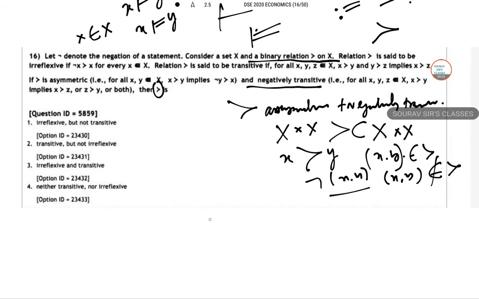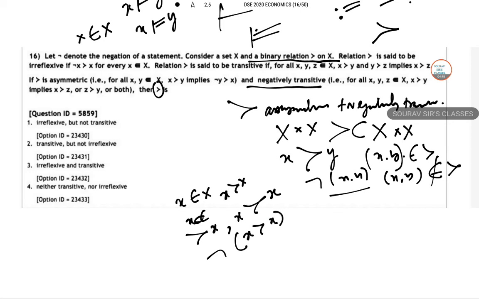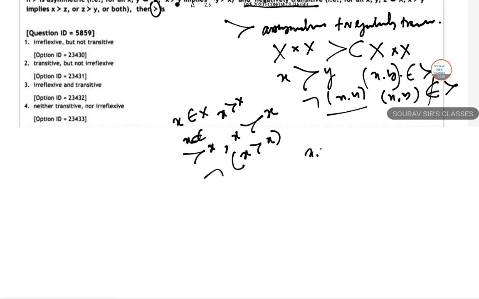Suppose, towards a contradiction, that it is not, and then there exists x belonging to X such that x is related to x. By asymmetry, we then get the negation of x related to x. So clearly this is a contradiction, since both cannot be simultaneously true. So this is irreflexive. Now let's prove it is transitive. Take any x, y, z. The transitive part is easy.